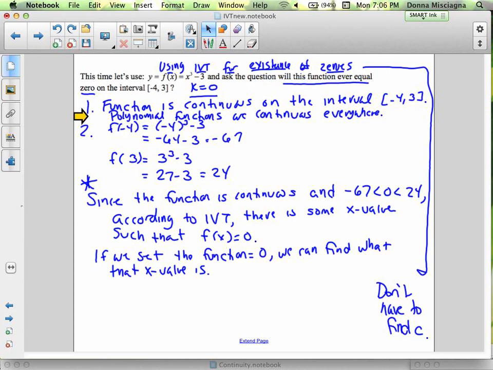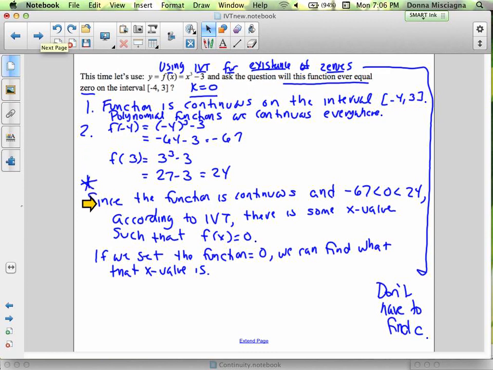So step 2, we've got to make sure k is in between f of a and f of b. And how do we do that? We just plug it in. This one's a lot easier on the plug-in. f of negative 4 is going to be negative 4 cubed minus 3, which is negative 64 minus 3, or negative 67. f of 3 is going to be 3 cubed minus 3, which is 27 minus 3, which is 24. So 0 is in between.